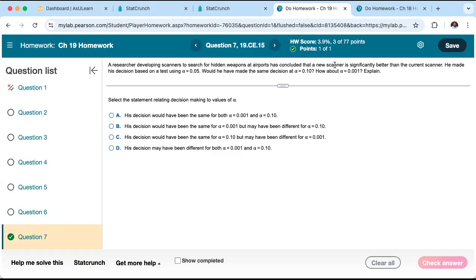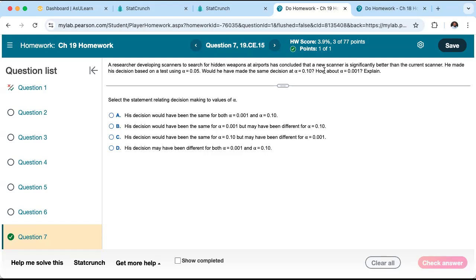Because the null hypothesis will say that the new scanner is not different from the old scanner. So since he concluded that the new scanner is significantly better than the current scanner, it means that he rejected the null hypothesis. Do we all understand that? So if he rejected the null hypothesis, what does that mean? He told us the alpha level is 0.05. It means the p-value is less than 0.05. I don't know what the p-value is, but I know that it's definitely less than 0.05 because of his conclusion here. Is that okay?